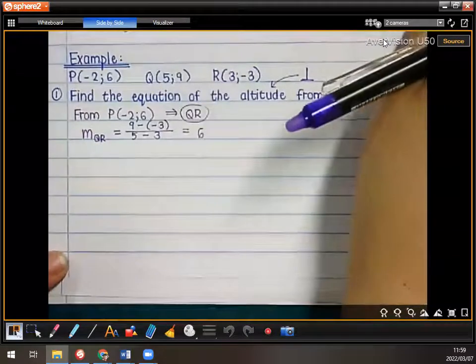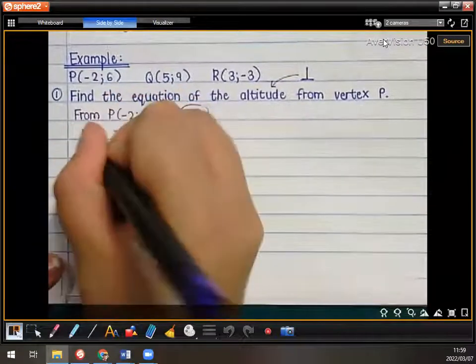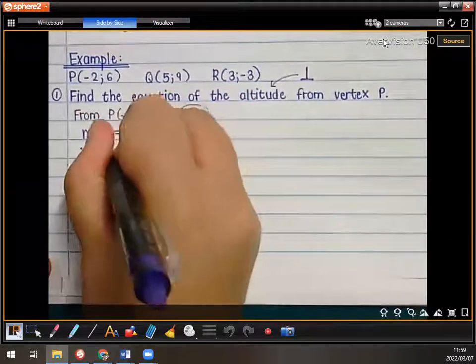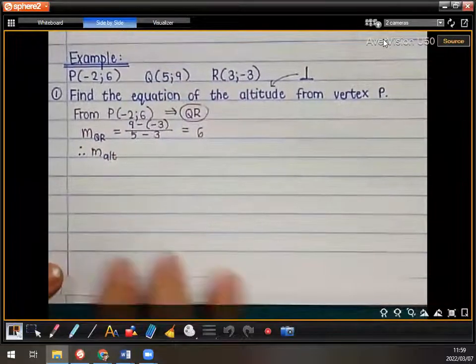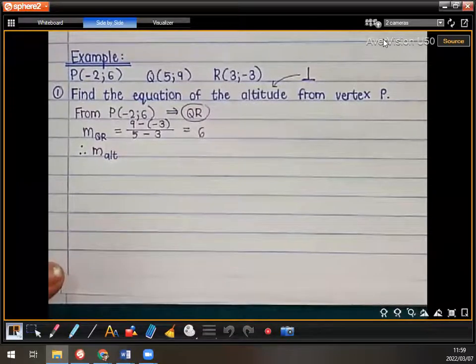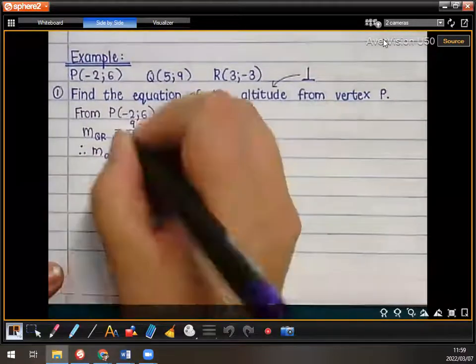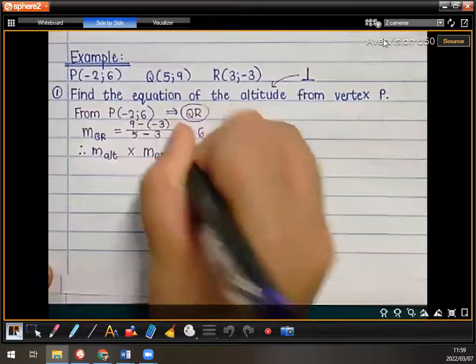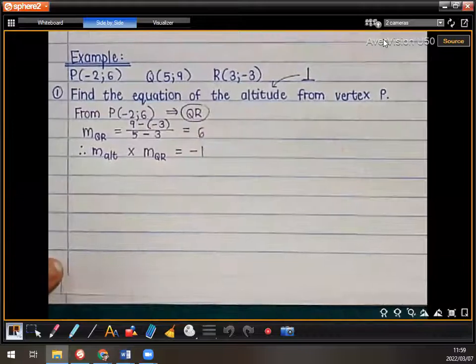Now, step 2 is we are going to write, therefore, gradient of... now guys, you didn't give us the name of the altitude, so we can't say PS or something. We can't just use a random letter. You are allowed to write alt as your subscript. The gradient of alt, the altitude, or you can write height, or the whole word if you want to, but alt is fine. Gradient of the altitude multiplied by the gradient of QR is equal to negative 1. So those two lines are perpendicular.